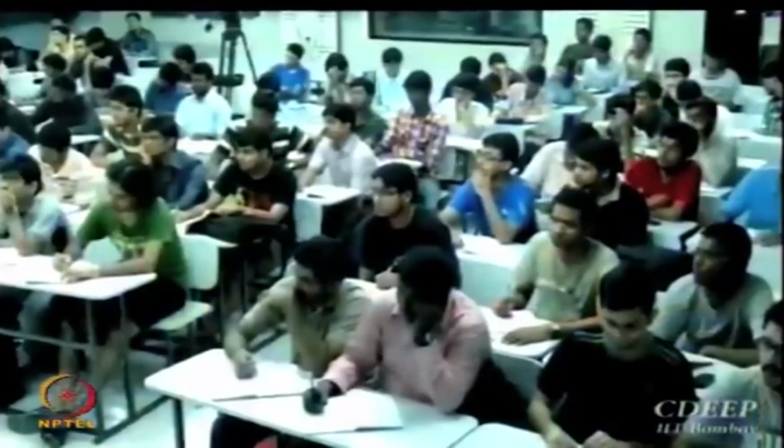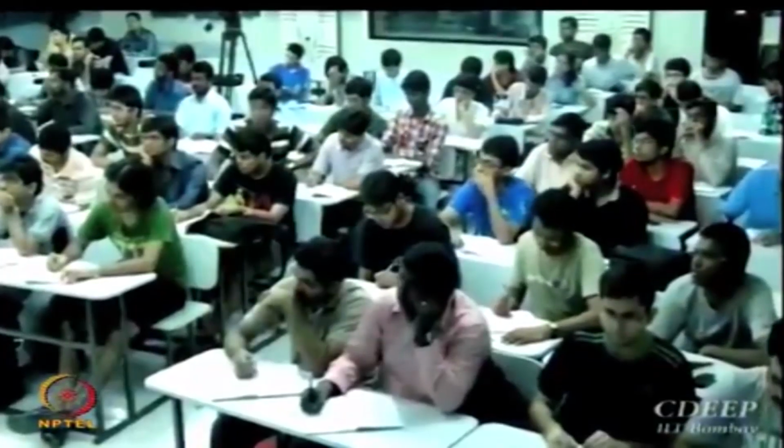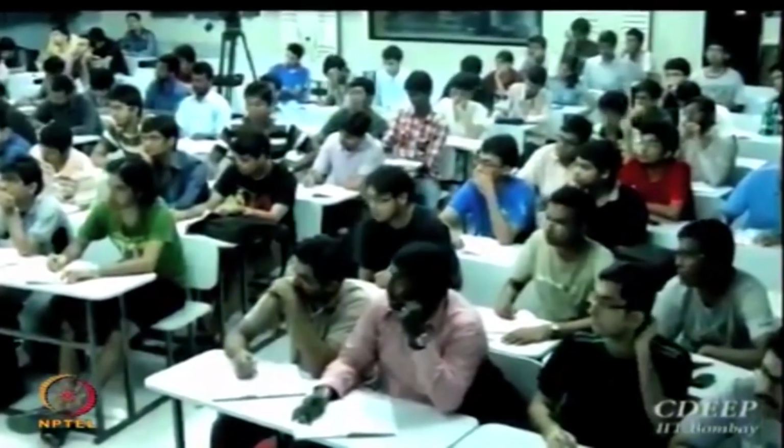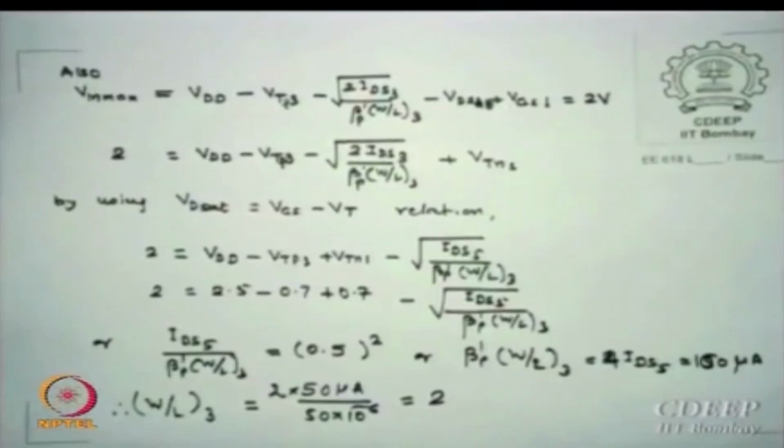So using this, these are standard expressions. The W by L I got for transistor 3 is 2. We have also said that in all our designs M1 is the same as M2 by size as well as VT, and M3 is the same as M4 by both VT as well as sizes. So once I know W by L3, I know W by L4 as well.